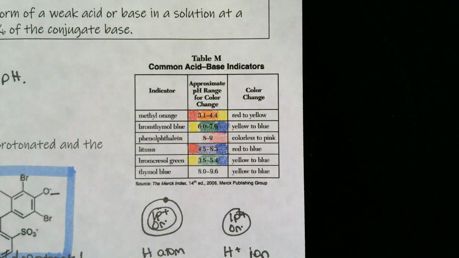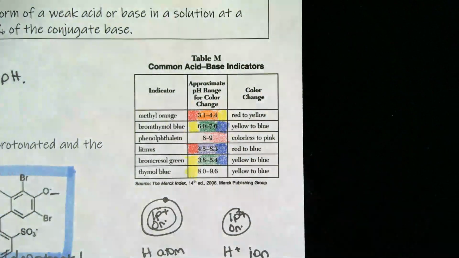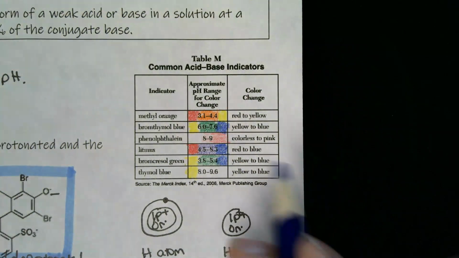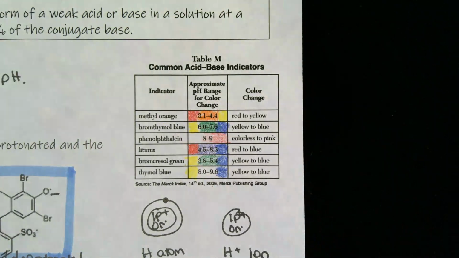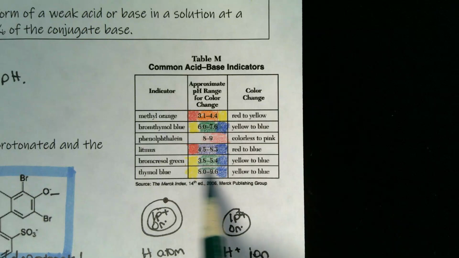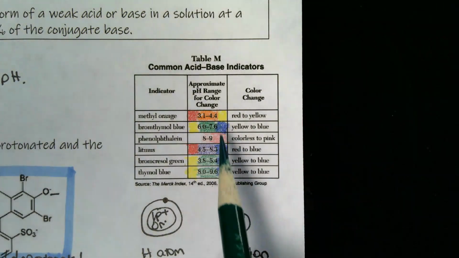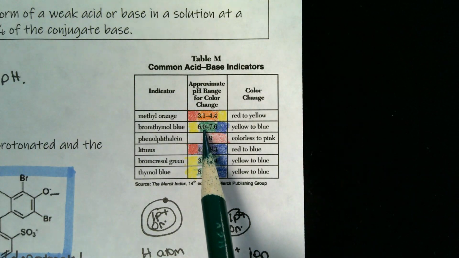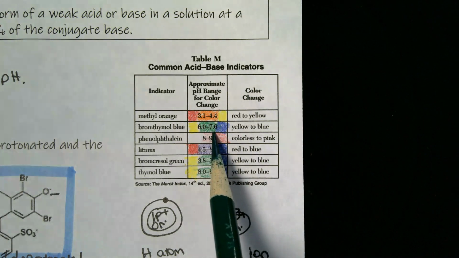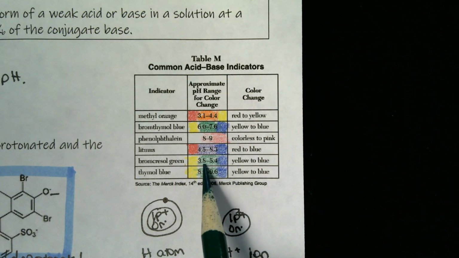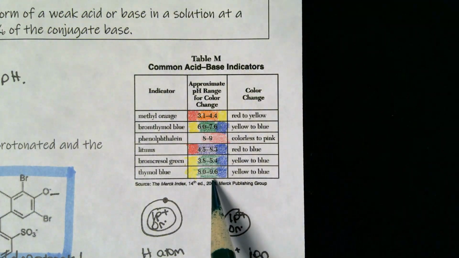And thymol blue: below 8.0 is yellow, above 9.6 is blue, and our in-between is green as well. So notice we have a few that are green in the middle, but their pH ranges are different. Bromothymol blue is green at a pH range of 6.0 to about 7.6, whereas bromocresol green is green at 3.8 to 5.4, and thymol blue is green at 8.0 to 9.6.